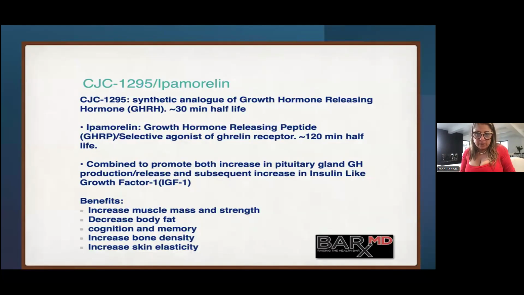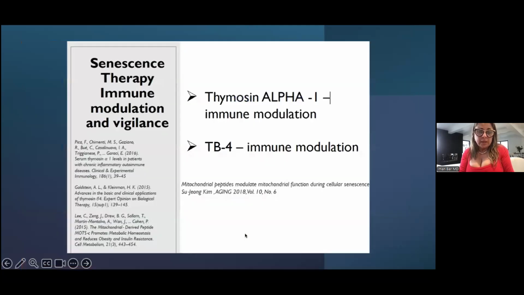Again, I think I talked about that real quick, but they have a very short life. They increase muscle mass, decrease body fat. They're great for memory and cognition. So that's another one that we were talking about, memory and cognition. It's anti-aging. They increase bone density and increase skin elasticity. And people do look younger when they're on them for quite a bit of time, like a few years, then you can notice the difference.